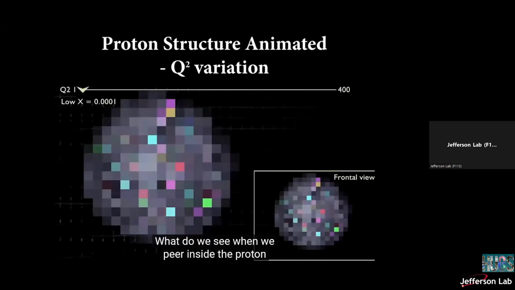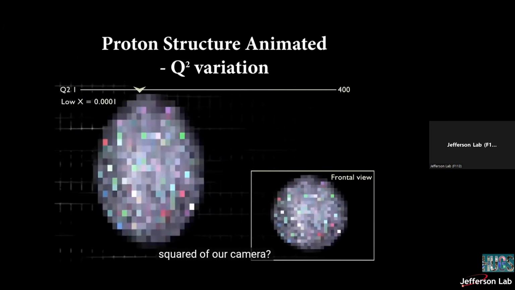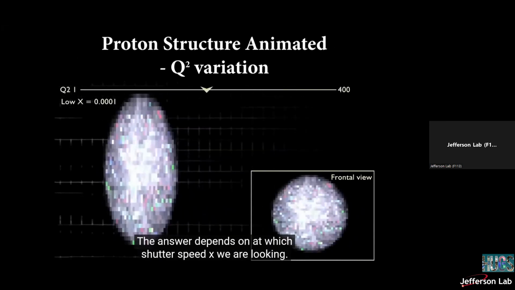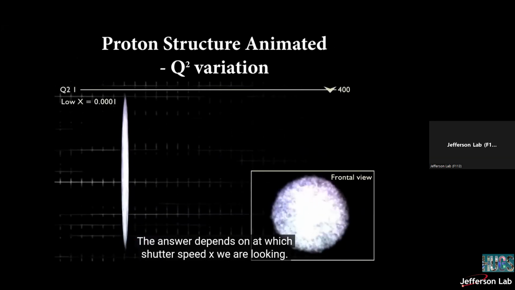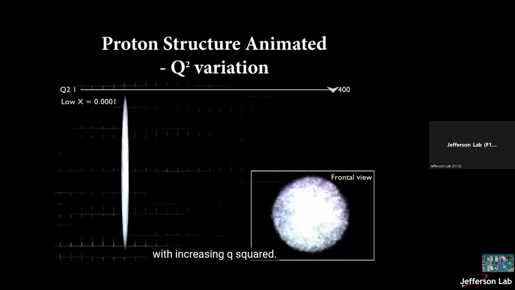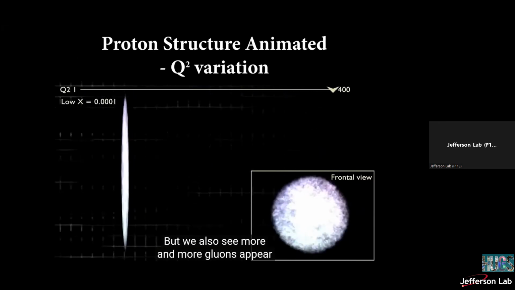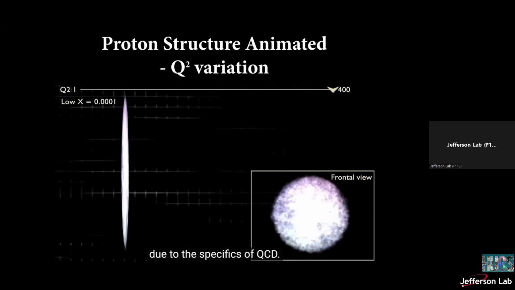What do we see when we peer inside the proton while increasing the spatial resolution Q² of our camera? The answer depends on at which shutter speed x we are looking. At small values of x, we see more detail appear with increasing Q², but we also see more and more gluons appear due to the specifics of QCD.